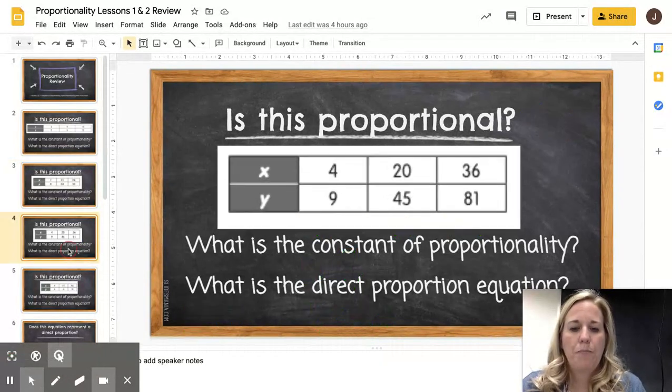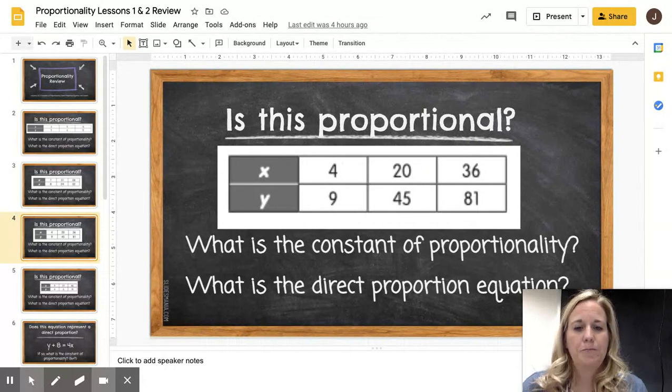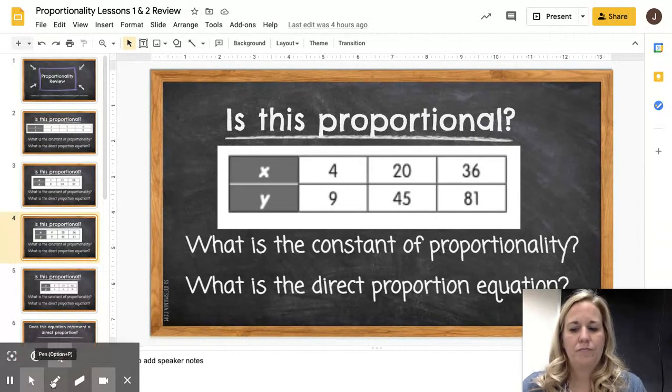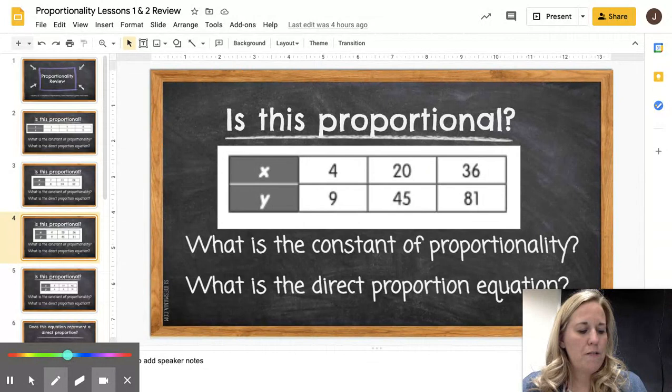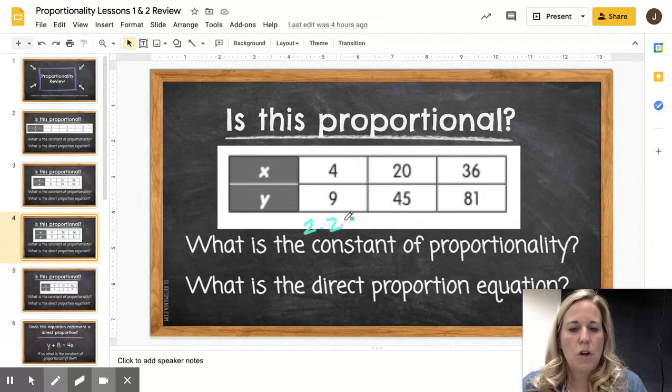All right, let's try another one. So is this proportional? Let's see. Remember, Y divided by X. Pause me and see if it's proportional. All right, let's try it. So I have 9 divided by 4. That gives me 2.25. Okay, I'm going to try it again. So this time I have 45 divided by 20. Oh, again, I get 2.25. And let's try it one more time. 81 divided by 36. Y divided by X. And again, I get 2.25.